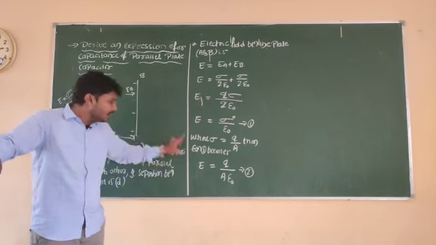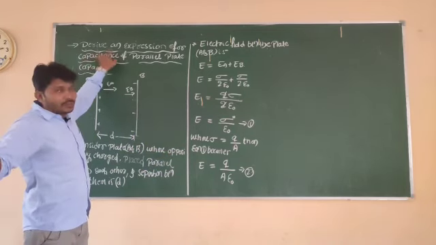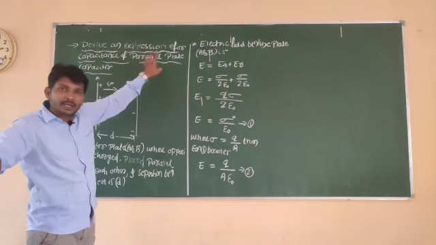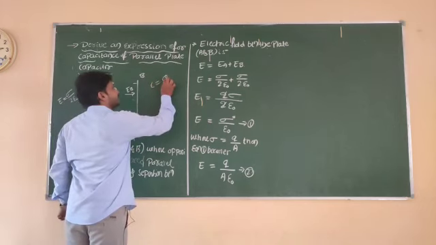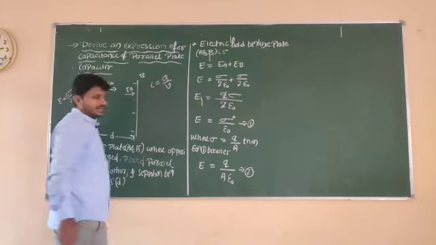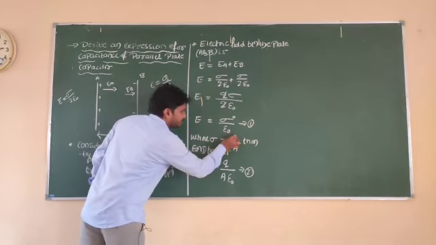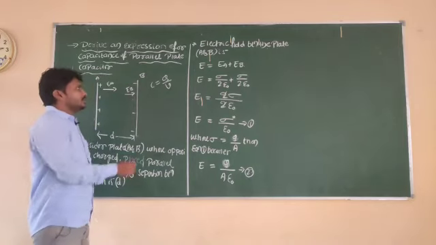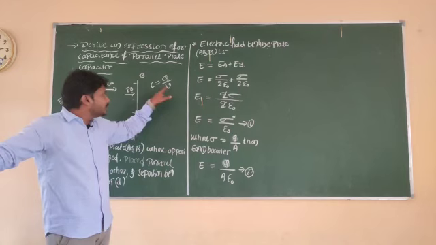Now what is my intention here? I'm going to derive an expression for the capacitance of a parallel plate capacitor. What is the generalized equation for capacitance? C is equal to Q by V. So C is equal to Q by V here. In order to get the capacitance value, which value do I need to find out here?